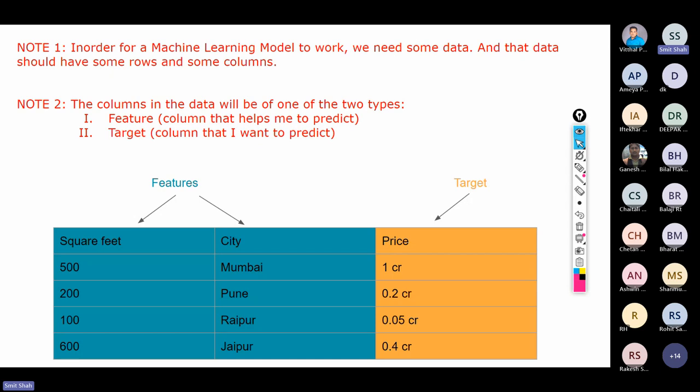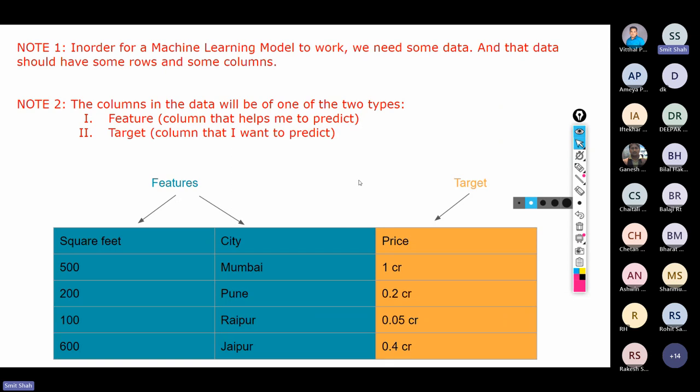Now, the columns of the data will be of one of two types. Either a column will be called a feature column, or a column will be called a target column. Feature columns are those columns that help me to predict. The target column is the column that I want to predict. All right, now let's go ahead.